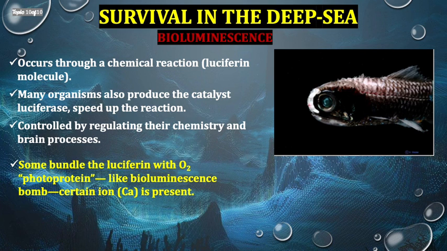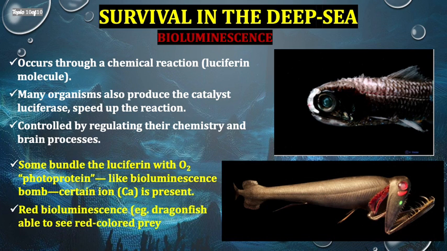So it is like a bioluminescence bomb. Because when a certain ion, for example a calcium ion, becomes present in the water, the bioluminescence will automatically light up like a bomb. Some also produce red bioluminescence, like the dragonfish in the photo here on the bottom right. And by doing that, they are able to see red-colored prey in the darkness of the deep sea.